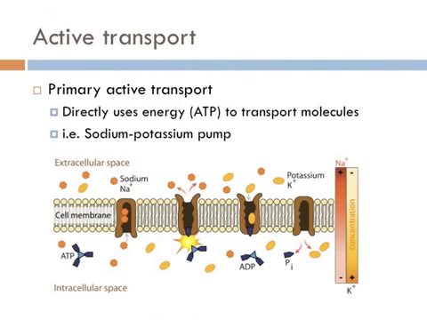Active transport requires energy to move substances from one side of the membrane to the other. First, I'll tell you about primary active transport. It is primary because it uses ATP directly to transport molecules from one side of the membrane to the other. The classic example of this is the sodium-potassium pump. There are these cup-shaped proteins that bind specifically with sodium ions. ATP comes by and releases energy, which causes the shape of the cup to invert, forcing the sodium ions to spit out on the other side of the membrane.